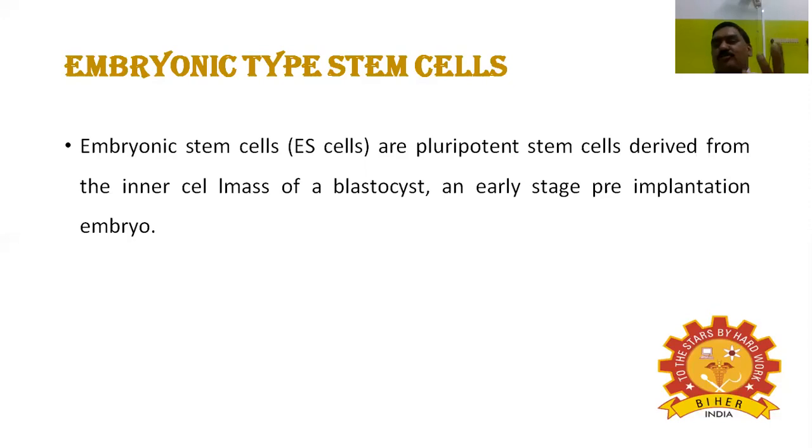It looks like a ball-like structure. Inside the ball is called the inner cell mass. The outer membrane of the ball is called the outer layer. Mostly totipotential cells are derived from the outer membrane of the blastocyst, and pluripotent cells from the inner cell mass, that is inside the ball-like structure. It is inside, it is there, so it is called the inner cell mass. Most of the cells are derived from the inner cells.